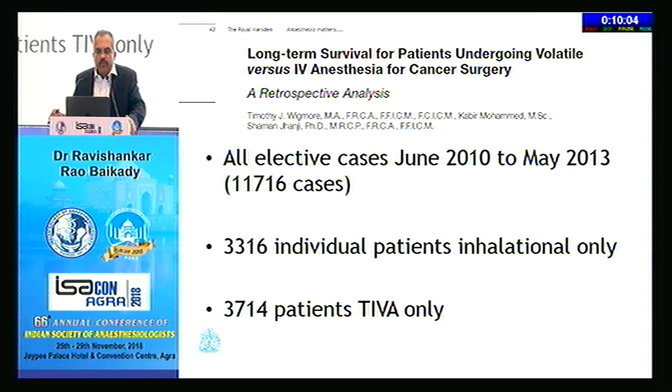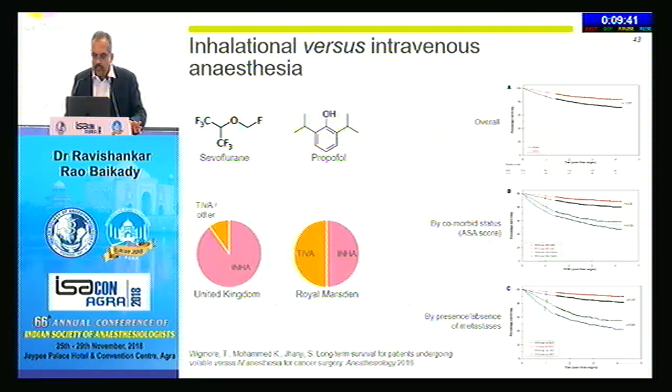We have an electronic patient record and looked at the data. So all elective cases over a period of 3 years, 11,716. We filtered out people who came for multiple operations, small operations of less than 1 hour. Then we looked at a matching group of 3,000 patients each. A patient either had total intravenous anesthesia only or inhalation anesthetics.